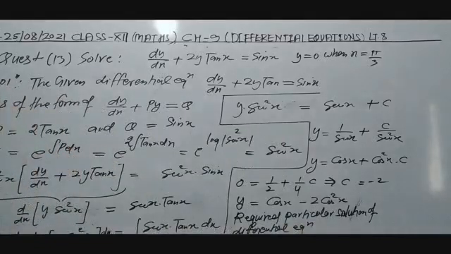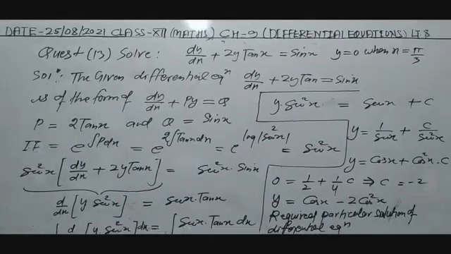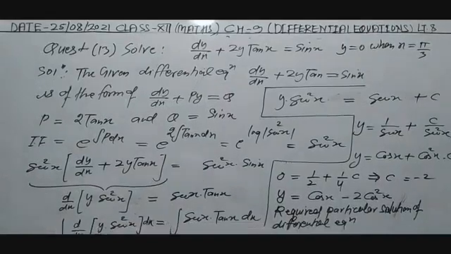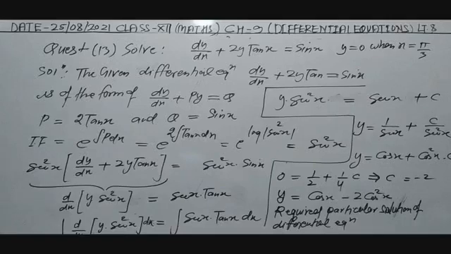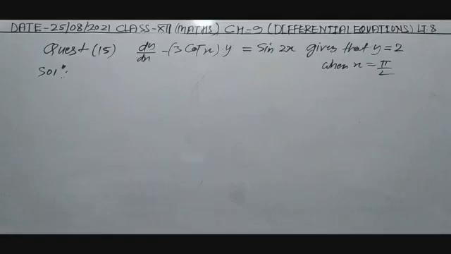Now this question is completed. Now come to the next question, question number 15. Question number 15 is dy/dx minus 3 cot x times y is equal to sin 2x, and given that y is equal to 2 when x is equal to pi by 2.